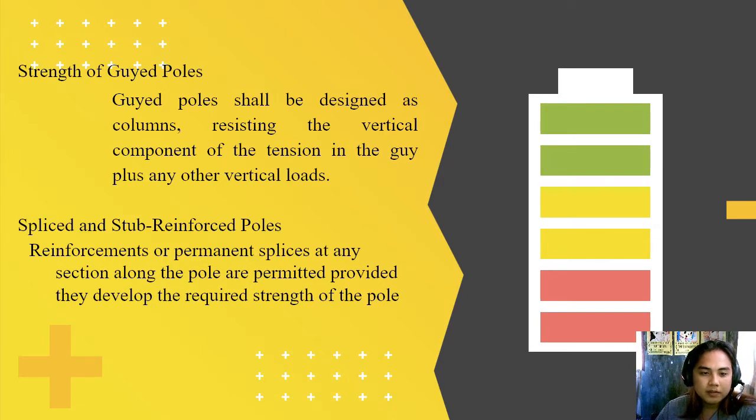Splice and stub reinforced poles. Reinforcement or permanent splice at any section along the pole are permitted provided they develop the required strength of the pole.